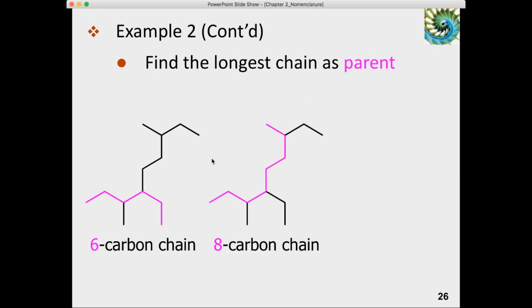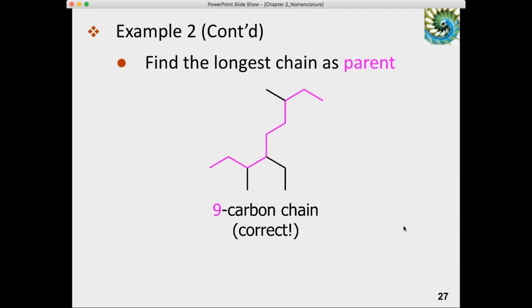As I said, this is a 6-carbon chain. Here is an 8-carbon chain. It is another 8-carbon chain, which is the same as if you start from here. So you have to look at all the different possibilities. The longest is the 9 one. Okay. Parent name will be nonane.